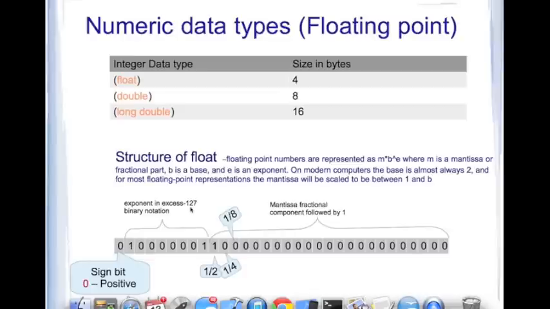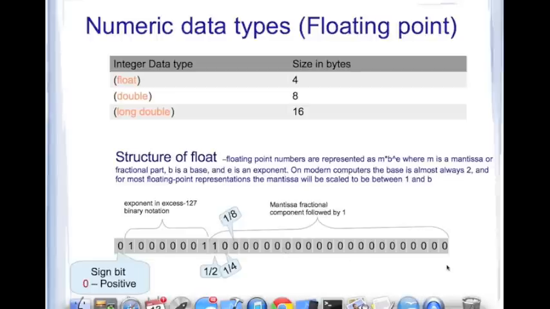So these 7 bits can represent 127. So 127 means it's 0, 128 means 1, 129 means 2, and so on. So let's say if the 7 bits represent 130, which is 3, it means that it's 2 to the power of 3. That's what it is. Remember, our base is always 2, right?